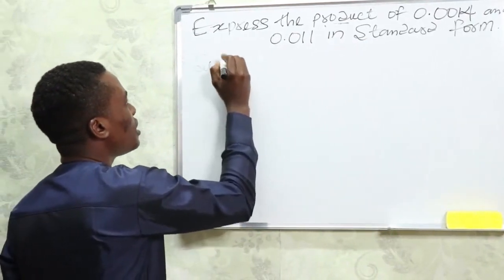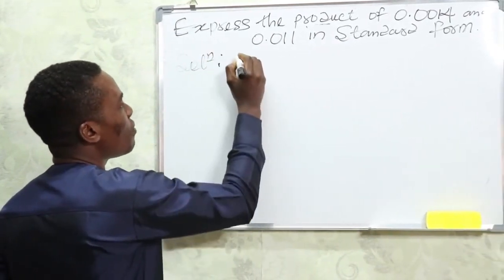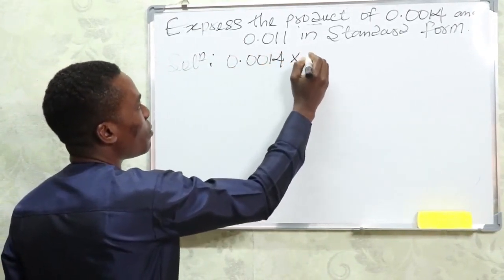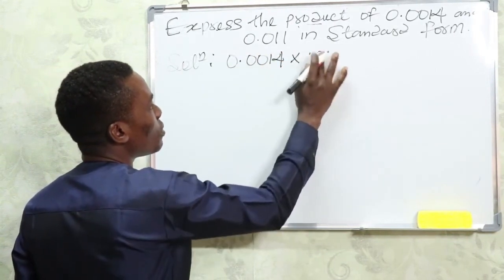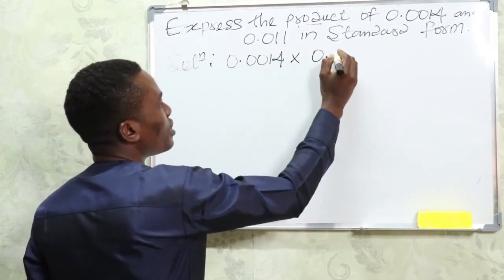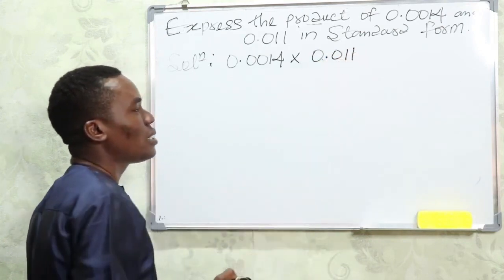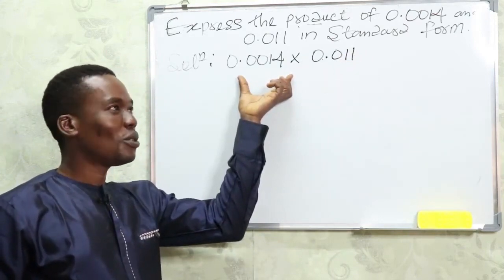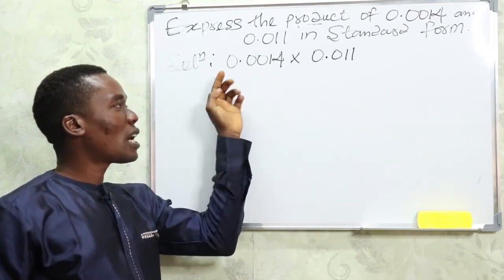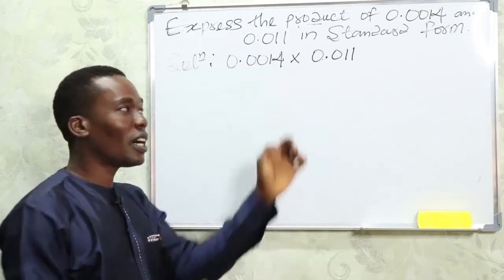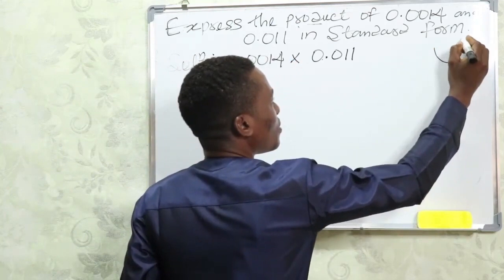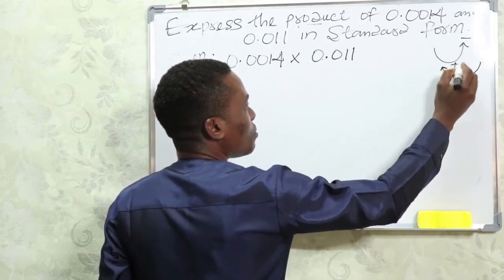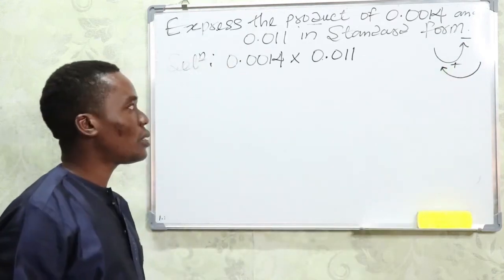So to solve this, we'll have 0.0014 multiplied by 0.011. As a good step, I want us to convert these two numbers to standard form. Remember, I told you in our keynote, when you are counting from left to right, you are counting negative. And when you are counting from right to left, you are counting positive, because the power will definitely be positive.